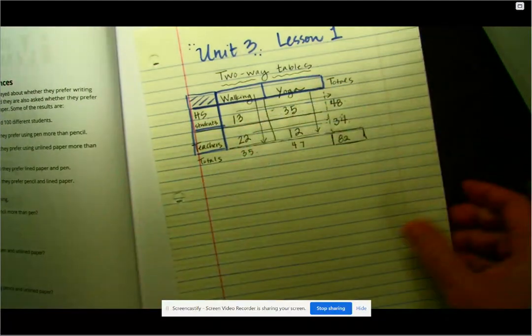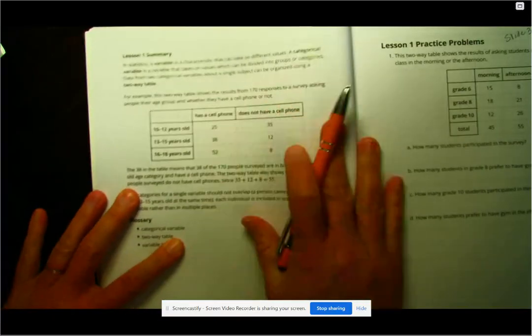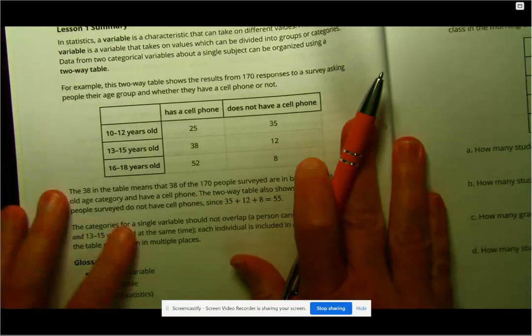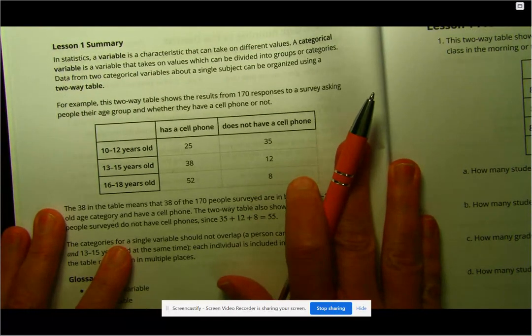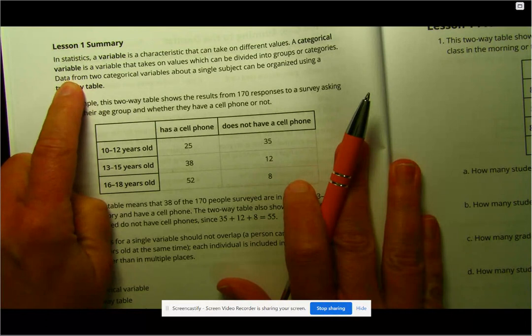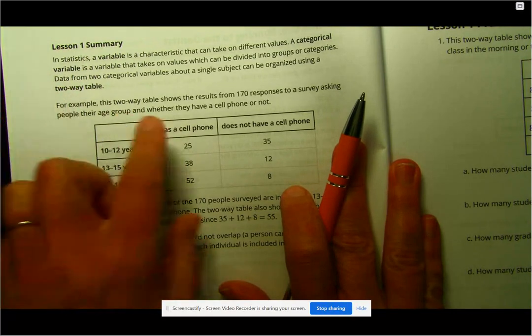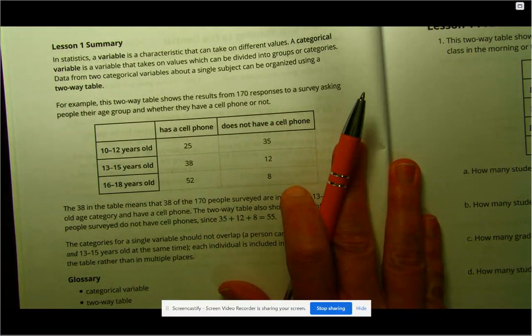All right. So just to summarize, let's take a look at the lesson one summary here. A variable is a characteristic that can take on different values. A categorical variable is a variable that takes on values that can be divided into groups or categories. So this is categories instead of just plain numbers.